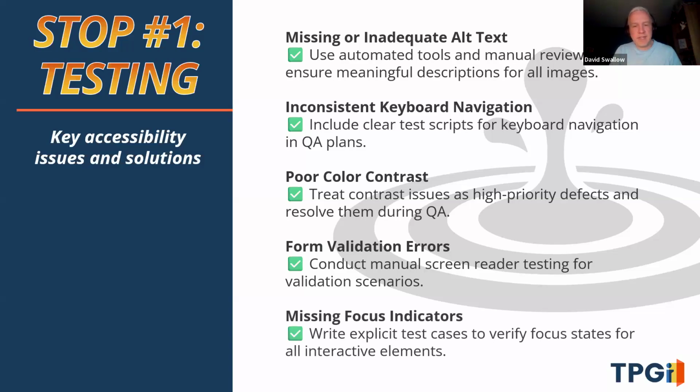And missing focus indicators. So testers might not be instructed to check focus states, especially if there's no written accessibility test cases. And the ripple effect is that users relying on keyboards will struggle to navigate and be unable to track their position. What should happen? QA teams should have explicit test cases for focus indicators across all interactive elements.